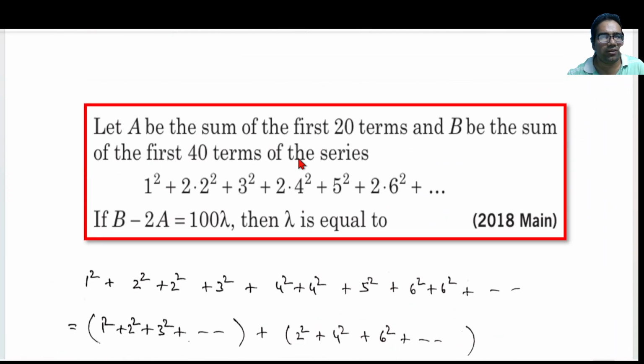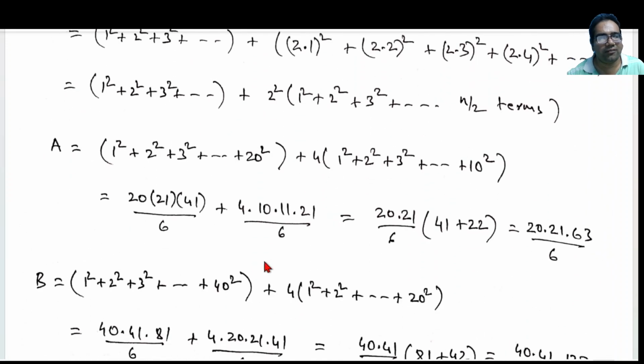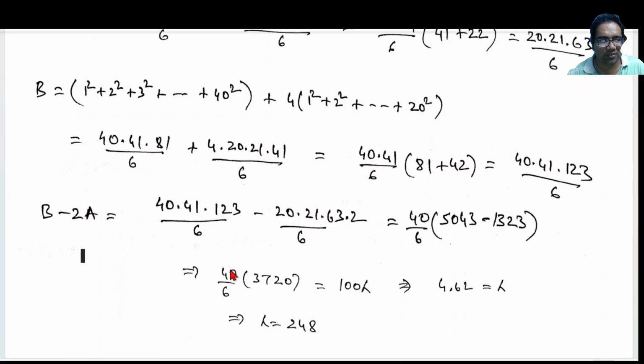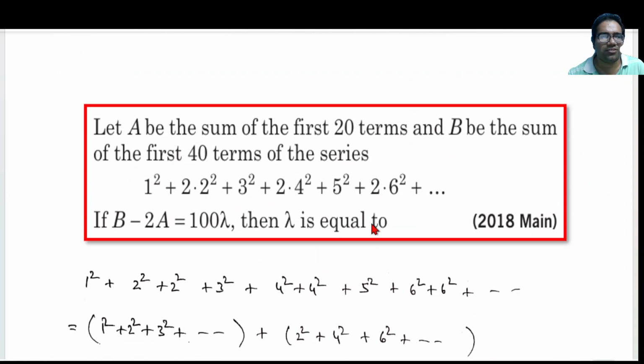This should be equal to 100 lambda, which is given in the problem. If you cancel the zeros, then 4 into 372 by 6 is lambda. 6 goes 62 times, since 6 into 62 is 372, that is 360 plus 12. Then 4 into that 62 is actually lambda. Lambda is 248. So the answer is 248.